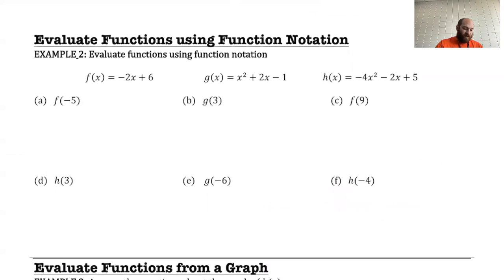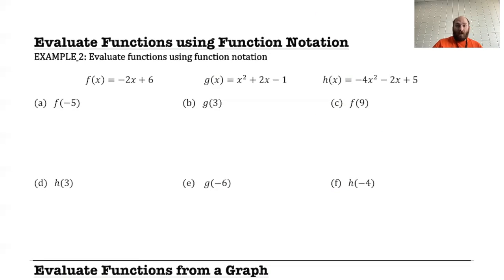Evaluating more functions. Just run through these a little bit quicker now. Only real tricky part about this is making sure you understand which function you're dealing with. So f, g, f, h, g, h. Okay. So when you look at that, we got f of -5. So it's going to look like this.